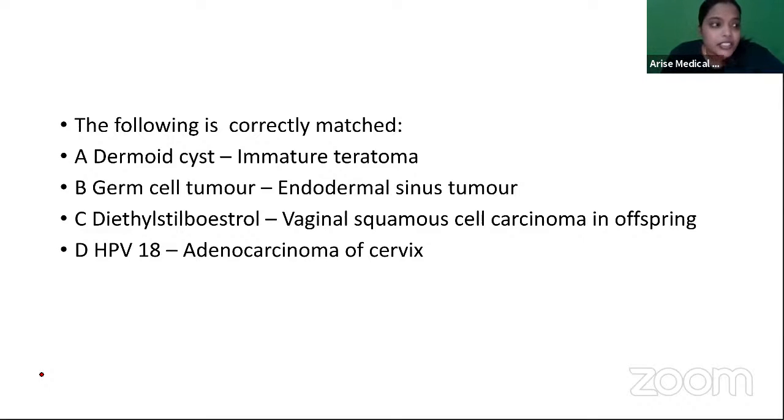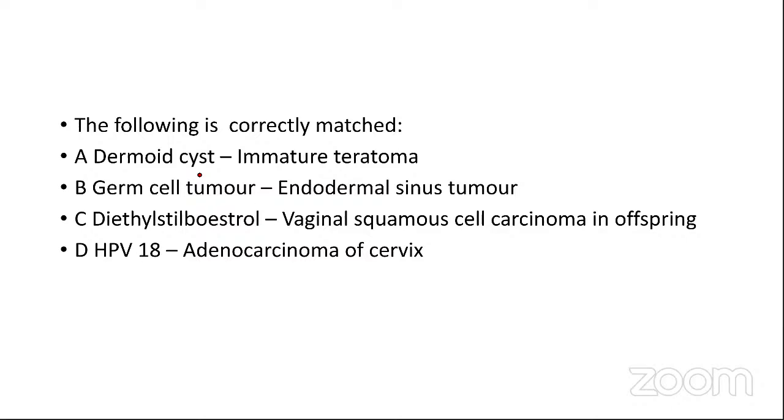So dermoid cyst as immature teratoma is absolutely wrong, because dermoid cyst is a mature teratoma. It's a benign germ cell ovarian tumor and it is a mature teratoma. Germ cell tumor, endodermal sinus tumor is correct. One of the germ cell tumors is the endodermal sinus tumor, so that is correct.